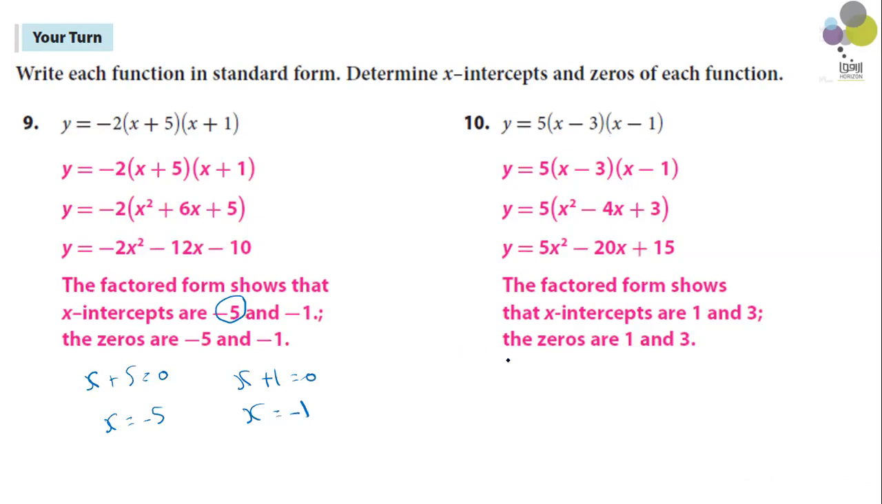I will focus on this part because it's very important. X plus 3, sorry, not plus, x minus 3 equal 0. So x equal 3. Move negative 3 to the other side. 3. X minus 1 equal to 0, so x equal 1.